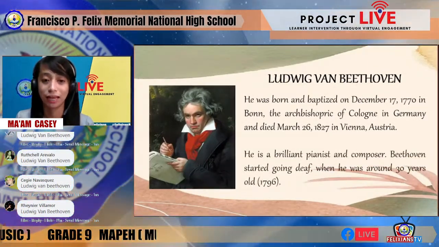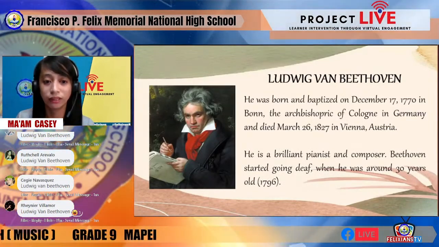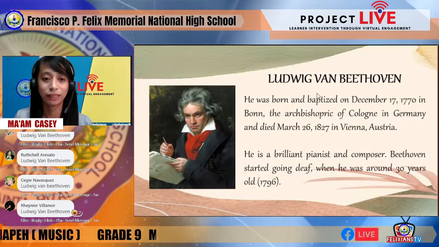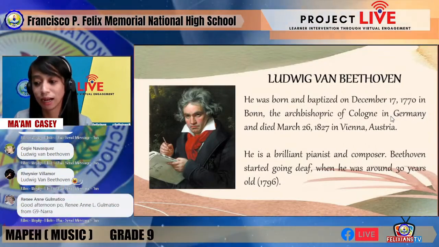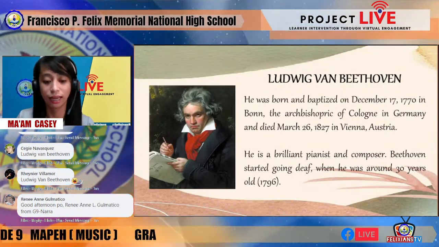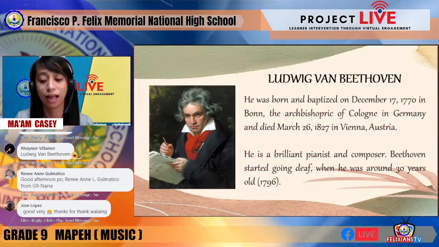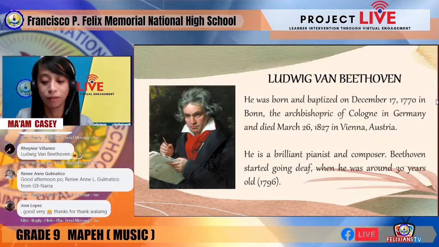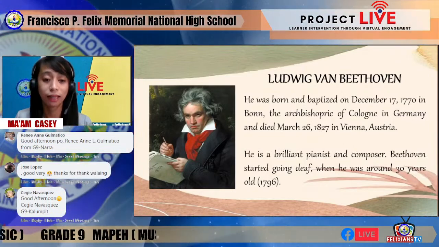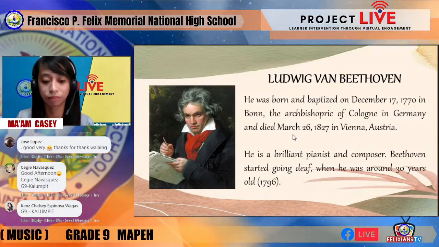He was a brilliant pianist and composer. Beethoven started going deaf when he was around 30 years old, in 1796. As we know, Beethoven is one of the musicians who became deaf, so he could no longer hear well enough to play the piano. But that was not a reason for him to stop composing and playing. With the help of an assistant and a hearing gadget, he continued his passion for music.